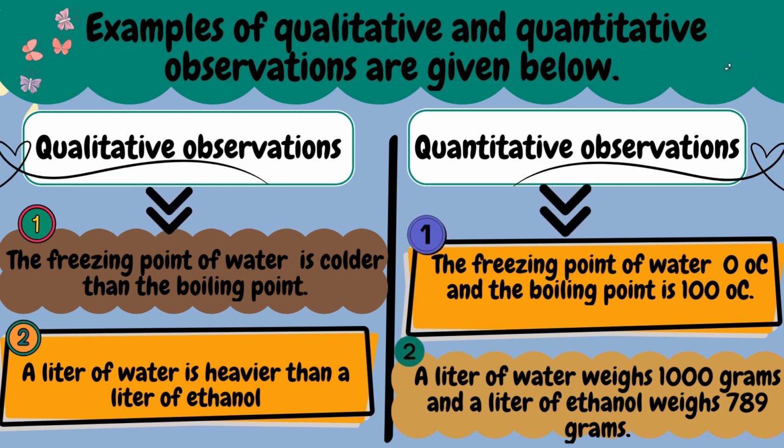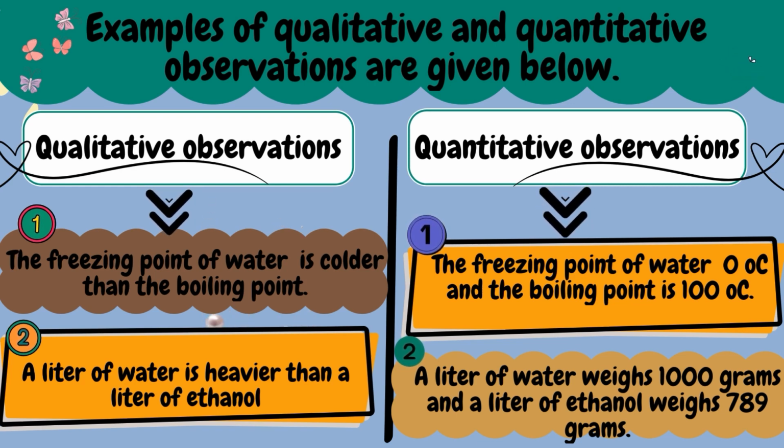First example of qualitative observations is the freezing point of water is colder than the boiling point. First example of quantitative observations is the freezing point of water 0 degrees centigrade and the boiling point is 100 degrees centigrade. Second example qualitative observations is a liter of water is heavier than a liter of ethanol. Second example of quantitative observations is a liter of water weighs 1,000 grams and a liter of ethanol weighs 789 grams.